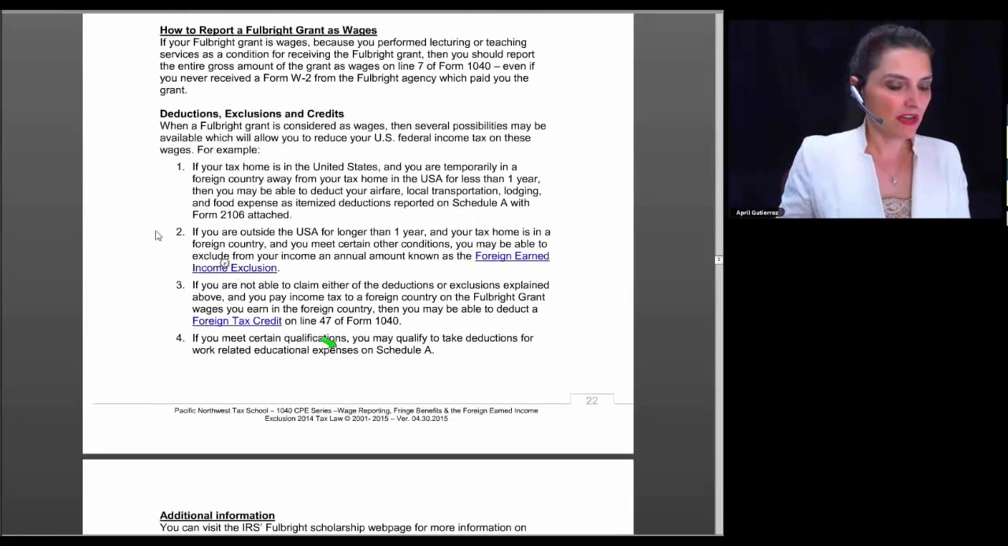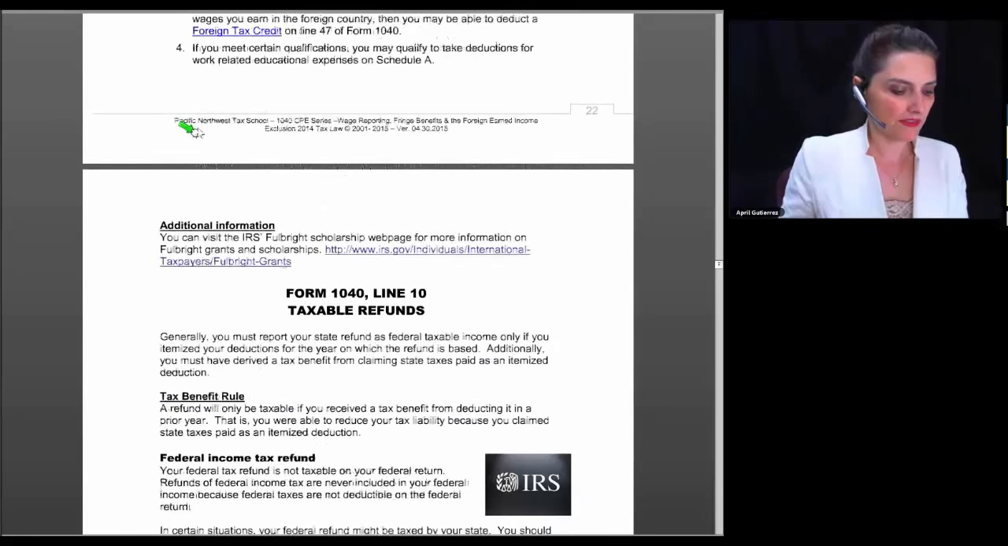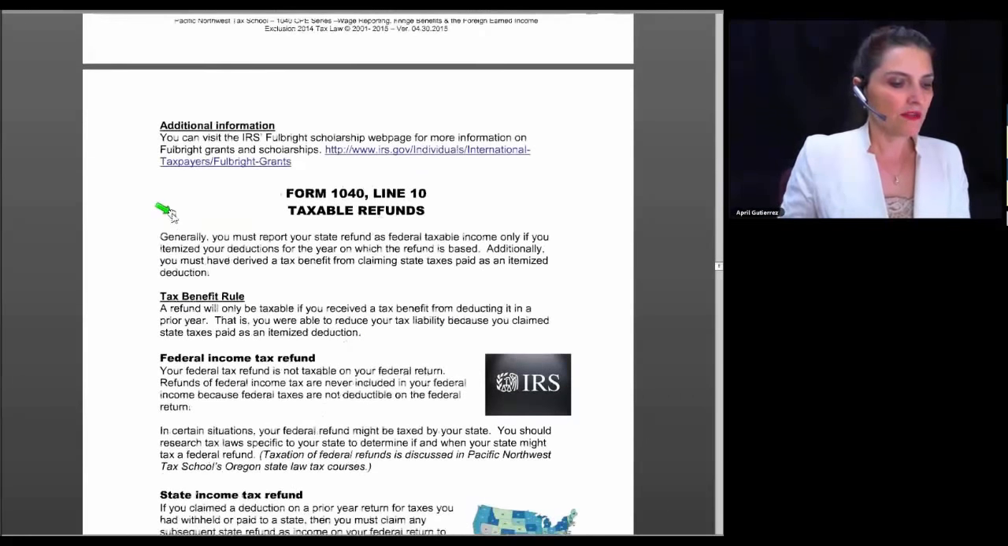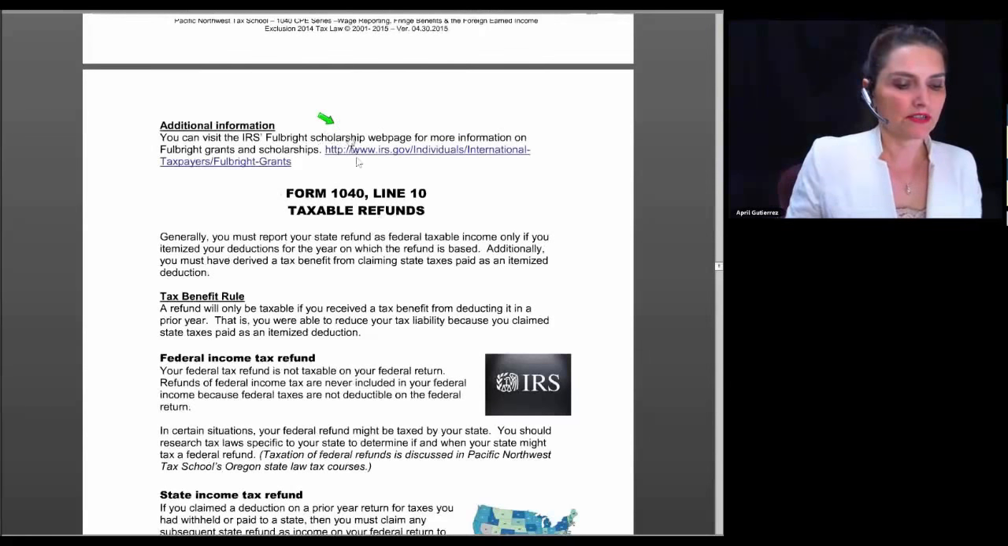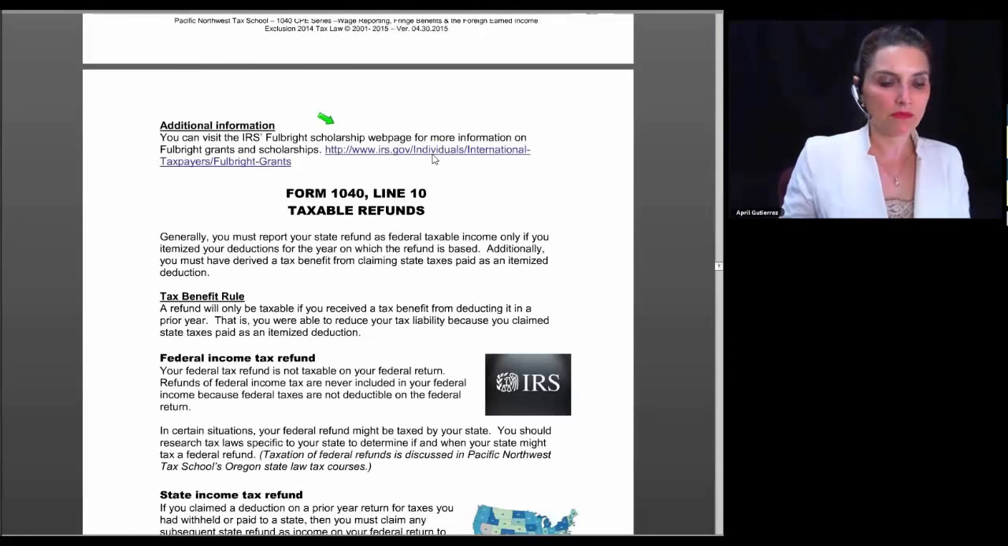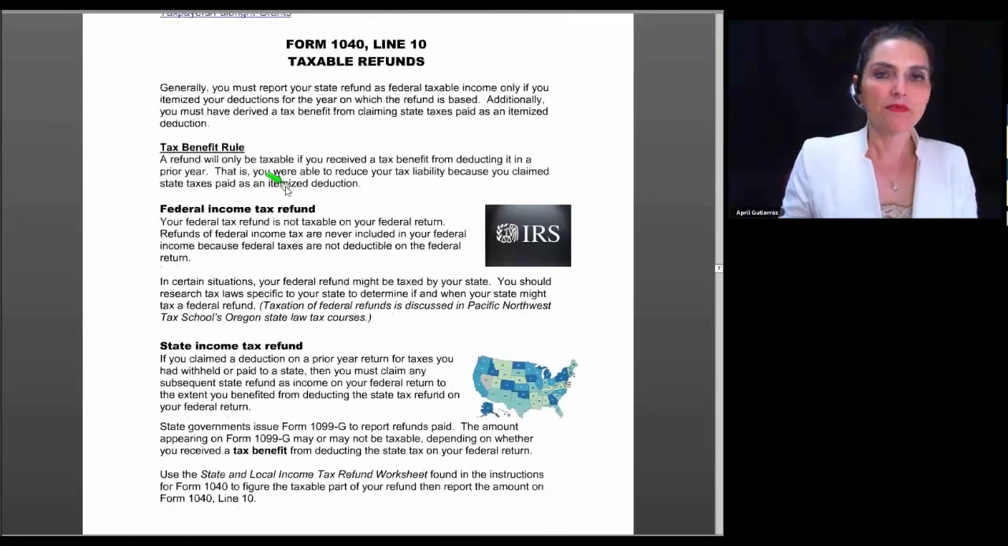So we've talked a little bit about the tax treatment of those Fulbright grants. If you want to read more about them, I have that information here. And also, there is an IRS Fulbright Scholarship webpage. If you want to go read more about that, you can click on the link I have in the manual right here.